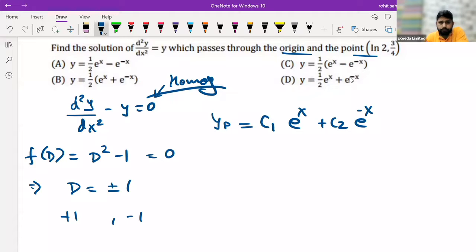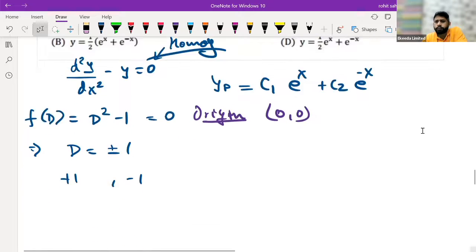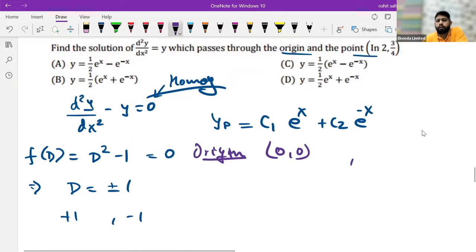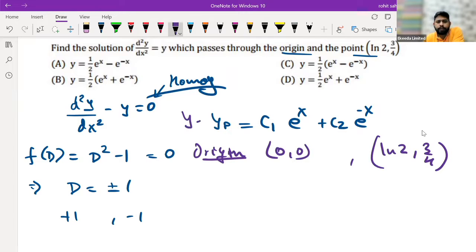So origin वाला case. Origin means 0,0 और जो second condition दिया है, ln2, 3/4. So it's obvious कि आपको x और y कोऑर्डिनेट चाहिए. तो यहाँ पर आपने y निकाल लिया, यही है आपका y और x की वैल्यू और y की वैल्यू दे रखी है, x ln2 and y 3/4. 0, 0 का केस दे रखा है तो ये ओरिजिन से जाता है.